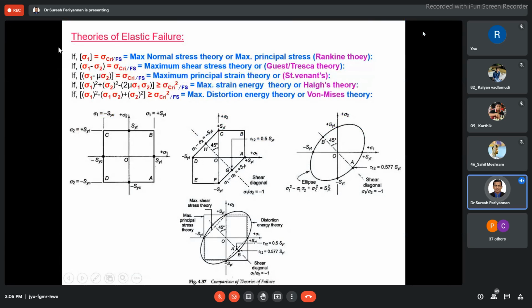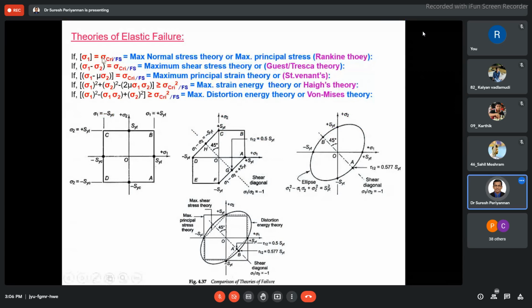Our design stress sigma 1 must be equal to sigma critical divided by Fs, the factor of safety. We are applying the factor of safety. Suppose we are not applying the factor of safety and sigma 1 is greater than or equal to critical, then it will be a failure. When you apply the factor of safety, sigma 1 is going to be less than the stress sigma critical of the actual standard testing specimen. It's obtained from the simple tension test.